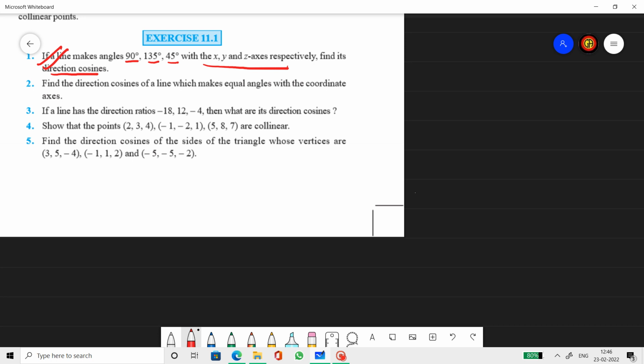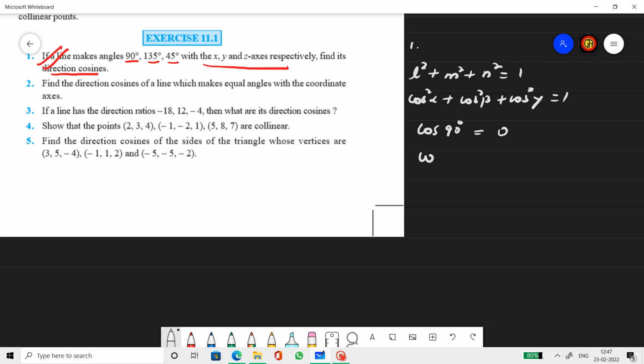From vector algebra you must know that L square plus M square plus N square equals 1, or cos square alpha plus cos square beta plus cos square gamma equals 1. Here they want us to find only the DCs, which means we just have to find the cos alpha, cos beta, cos gamma values. Let's assume alpha is 90. What is cos alpha? Cos 90 is 0. Then the next one is cos beta, and beta is 135 degree.